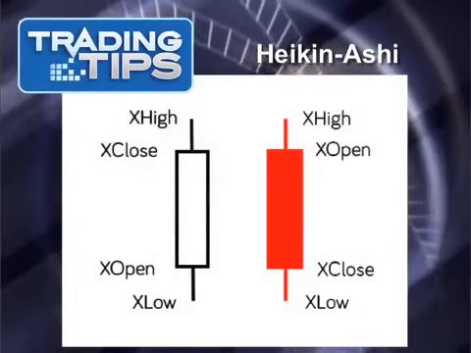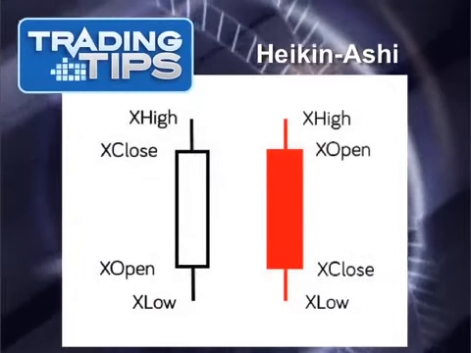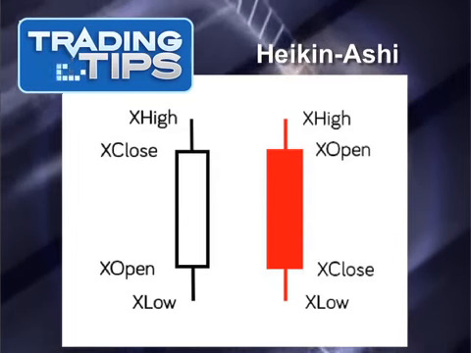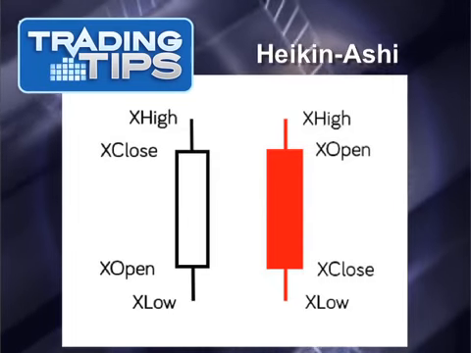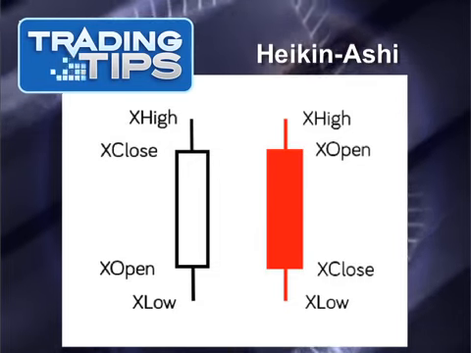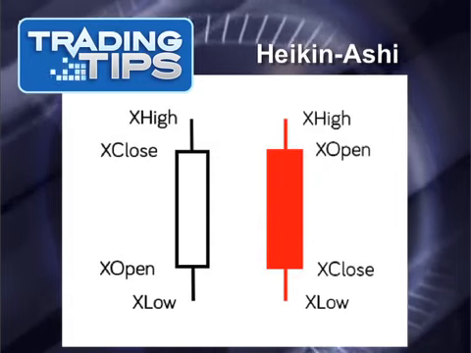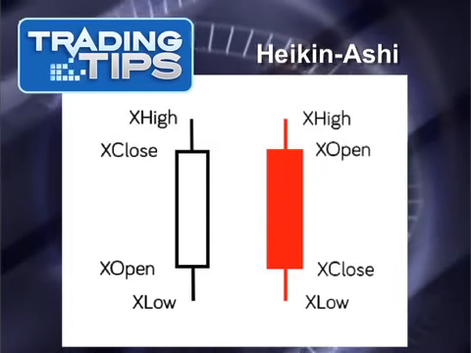On the surface, Heikin Ashi candlesticks look just like regular candlesticks. Each candlestick represents 4 prices within a given period: the open, the high, the low, and the close. In cases where the close is higher than the open, the bars are black and white. In cases where the close is lower than the open, the bars are red. Hollow bars represent up days, filled bars represent down days.